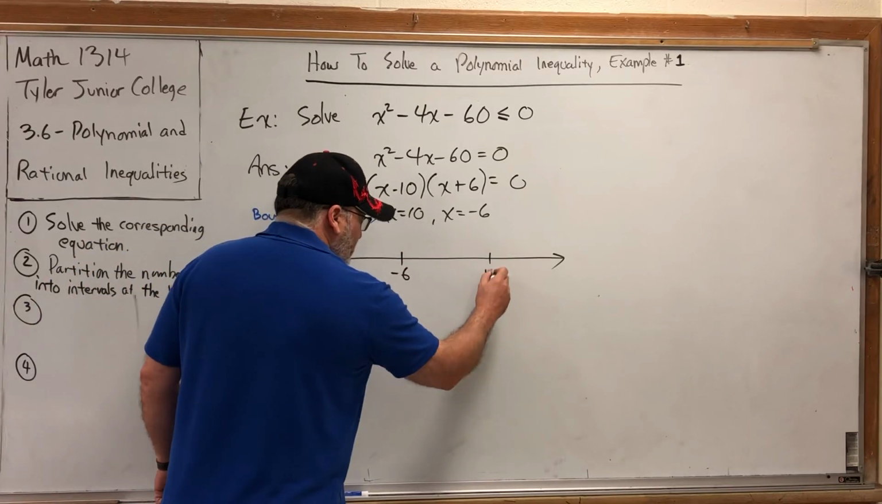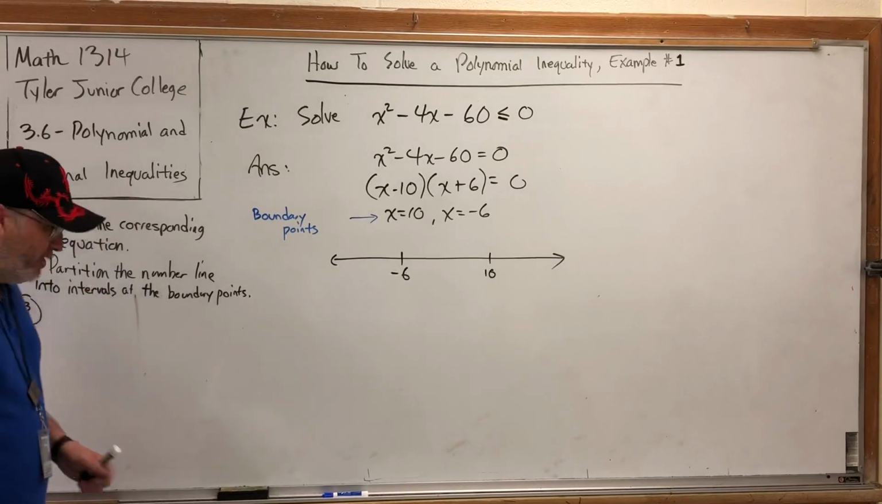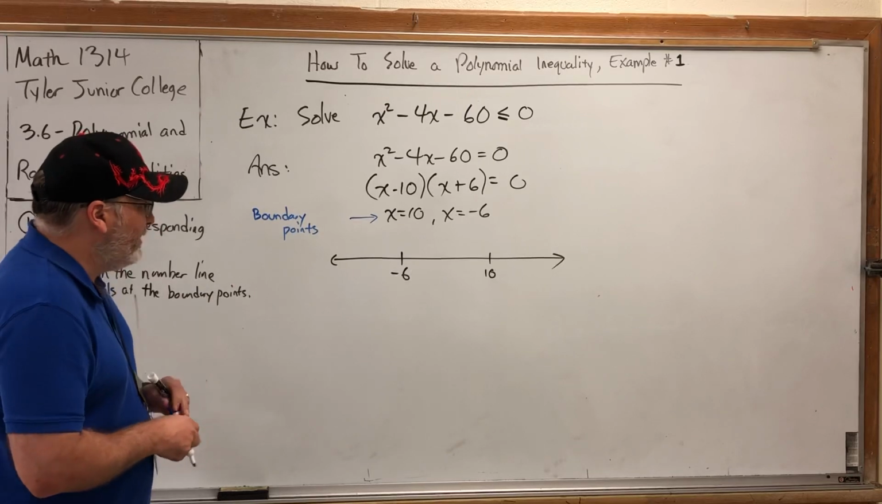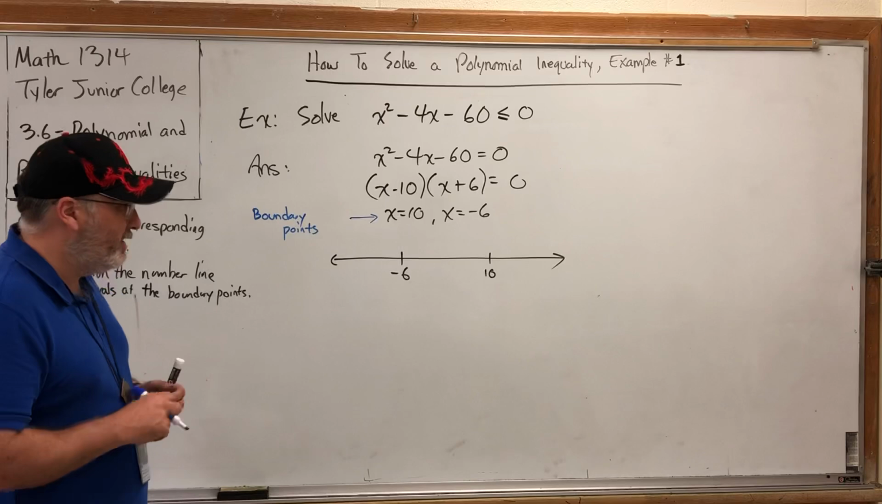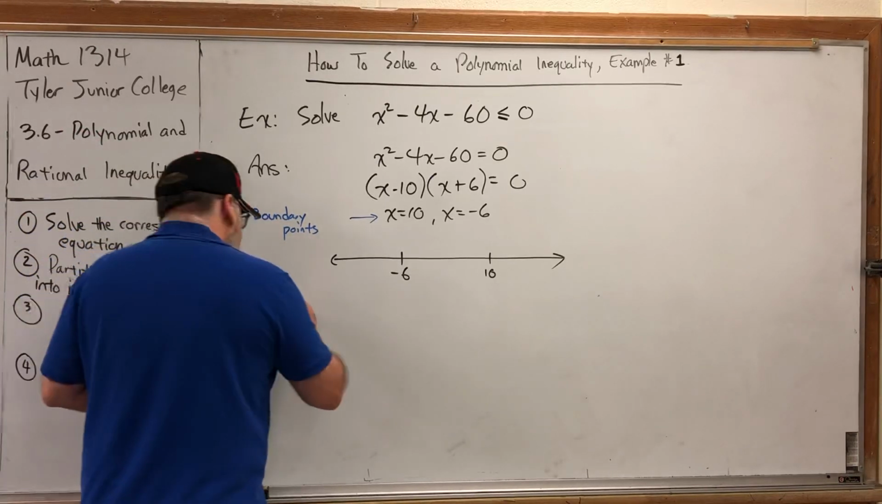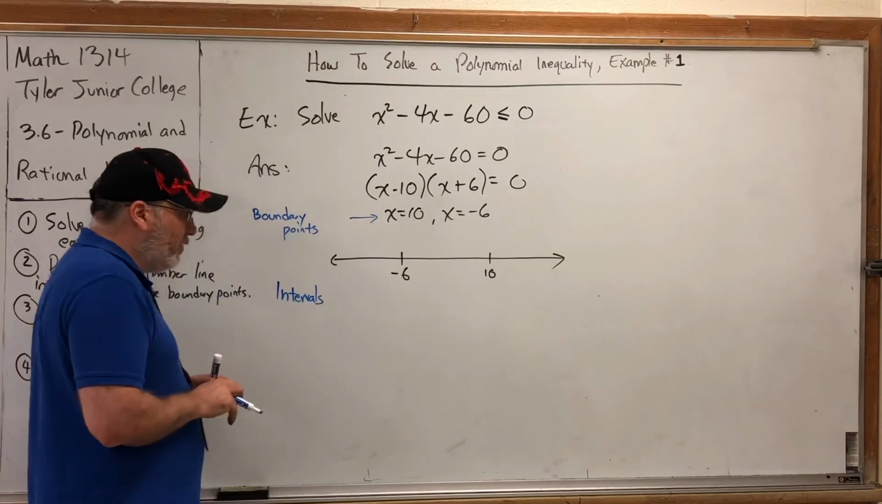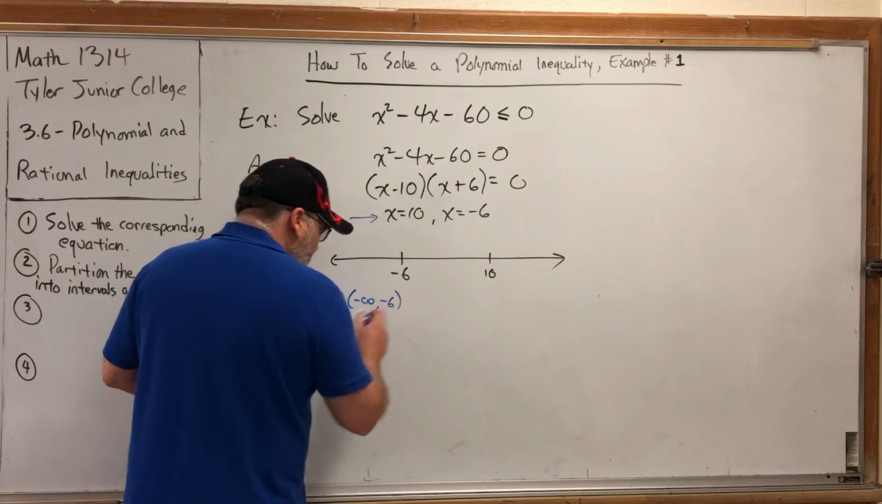To partition means to split into pieces that don't overlap, but together create the entire number line, loosely speaking. I say loosely speaking because we're going to imagine that we're removing the two boundary points and cutting this line into 3 intervals. The interval on the left of negative 6 is negative infinity, comma negative 6.